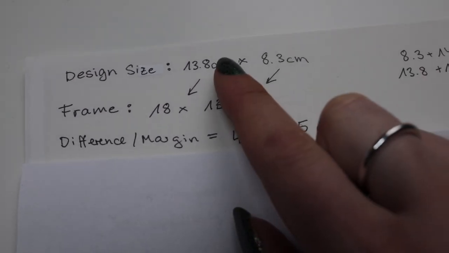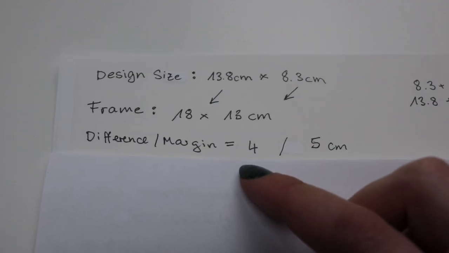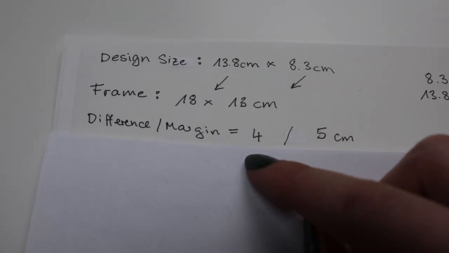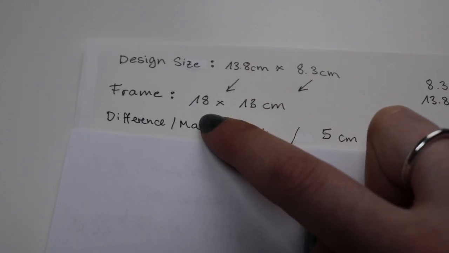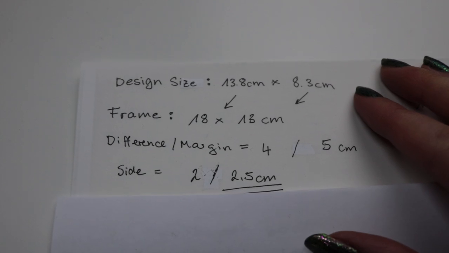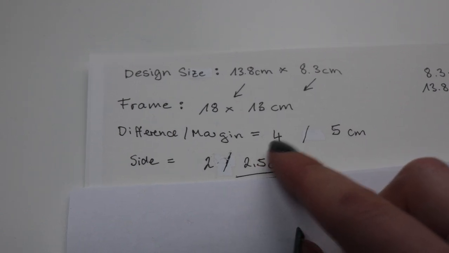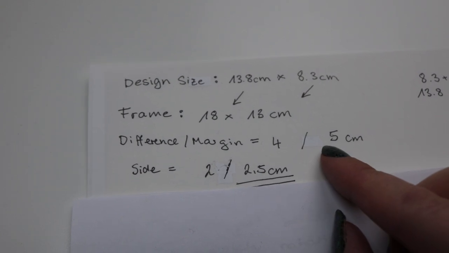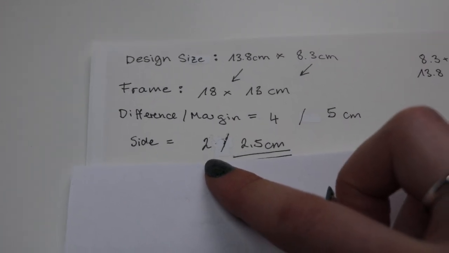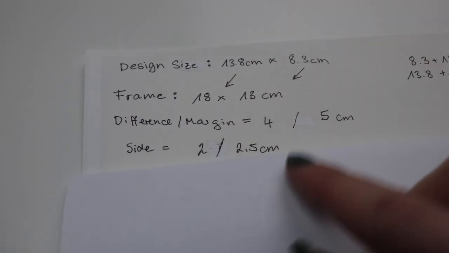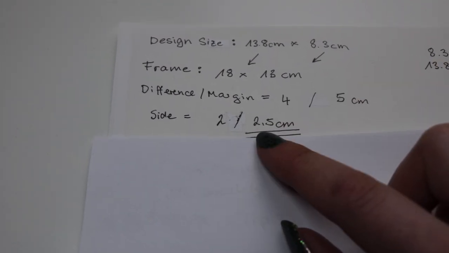Then I subtract the size of the design, and it makes a margin around the image of 4 or 5 centimeters. So here it's 5 centimeters, here it's 4 centimeters difference in total. So as I center my piece, I of course have to divide the difference by 2, because it's the same amount of margin on each side. So this is the amount of fabric I have on each side around the stitched design. It's not a lot, it's like an inch. I think 2.5 centimeters is an inch.